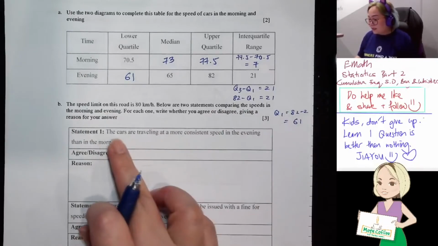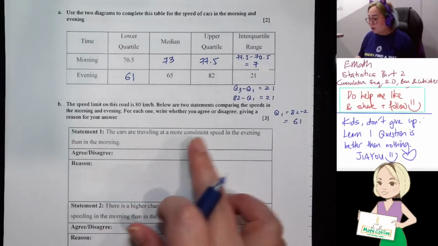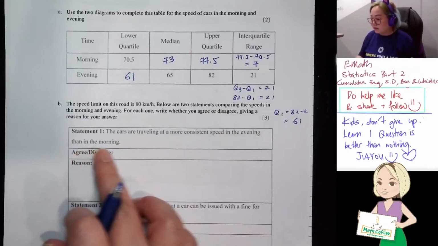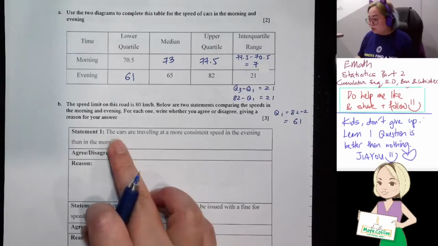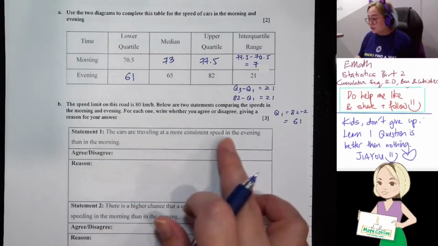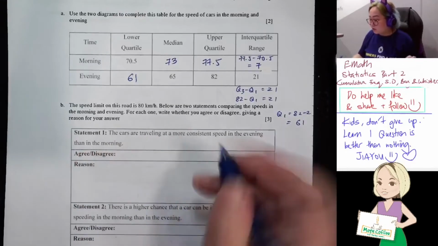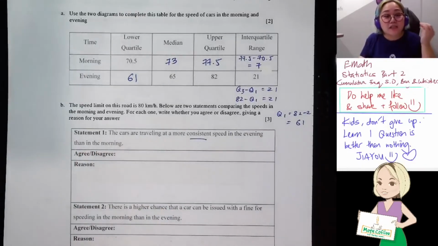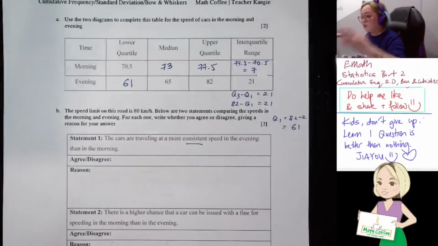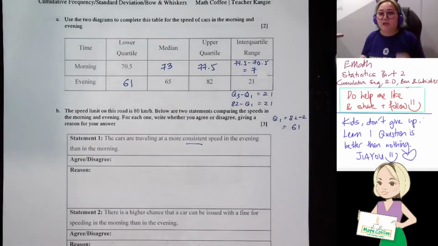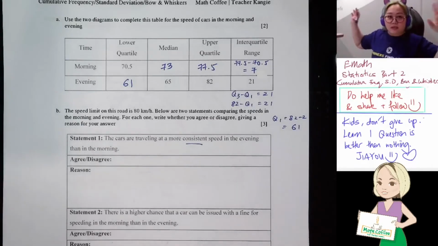Over here, they tell you that the cars are traveling at a more consistent speed in the evening than in the morning. You see the word consistent now? Wow, excited already. What numbers? What information? When we talk about consistency, what do you link to it? Just now, in the previous question, I talked about it. So when we talk about consistent, we look at which number?